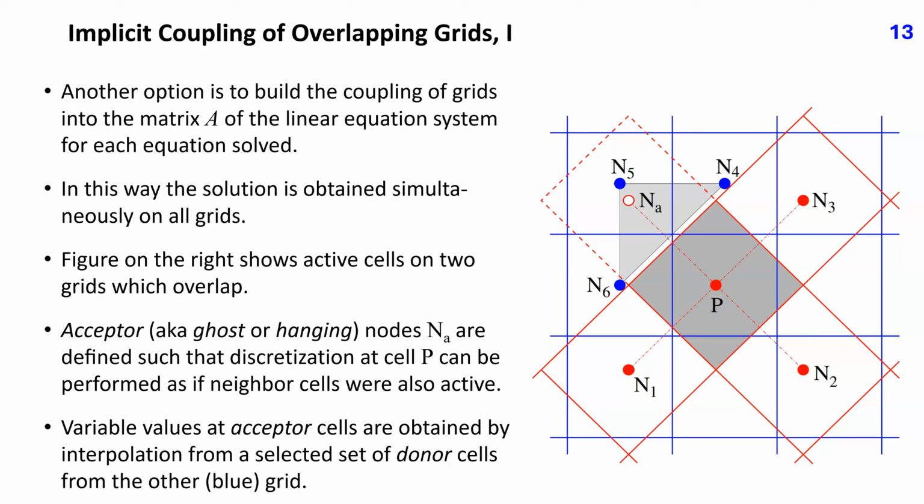Acceptor cells, also known as ghost or hanging nodes, in matrix A for the red grid are defined such that discretization at cell P can be performed as if neighbor cells were also active. Variable values at acceptor cells are obtained by interpolation from a selected set of donor cells from the other, blue grid.